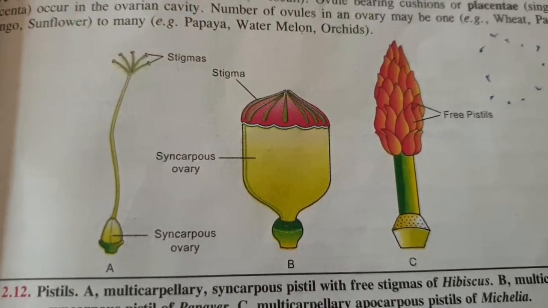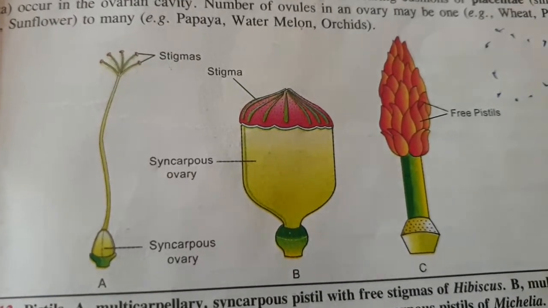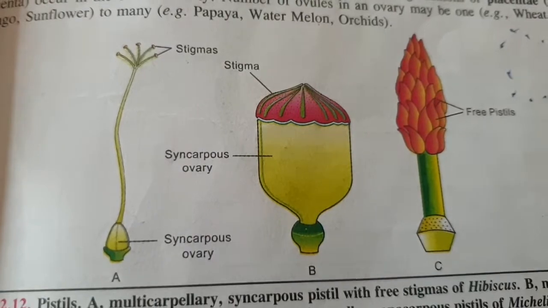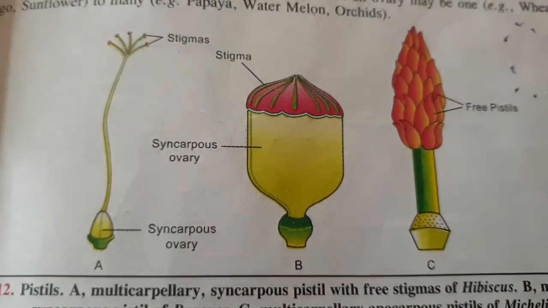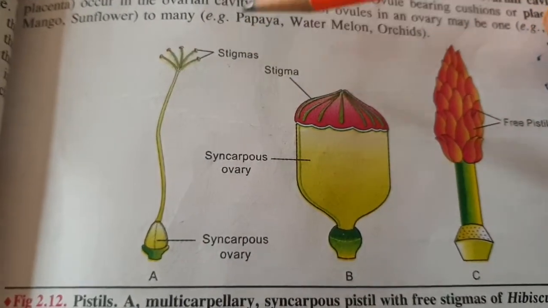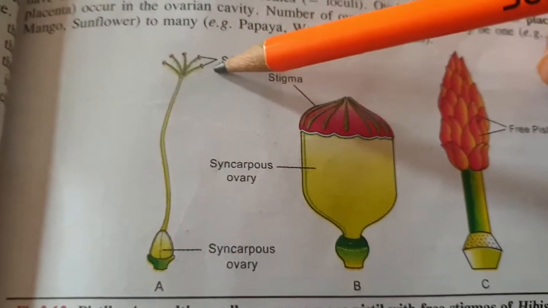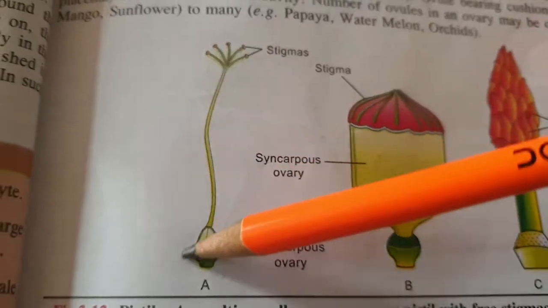Hello everyone. So today let's discuss the next topic, that is the female reproductive structure of an angiospermic flower, which we call the gynoecium. Now gynoecium, the female reproductive part, its unit is known as the carpel or pistil. Now this carpel consists of three parts: the stigma, style and ovary.